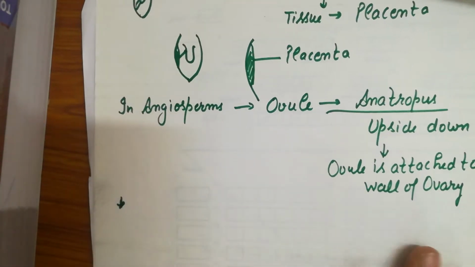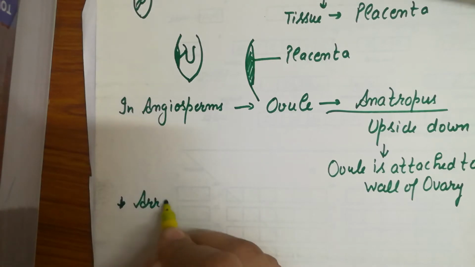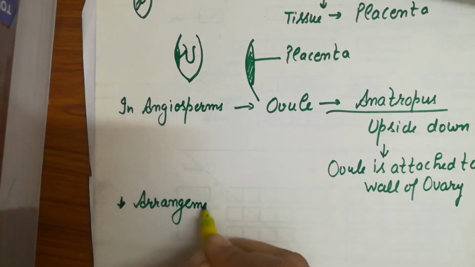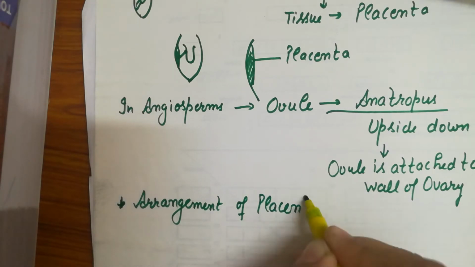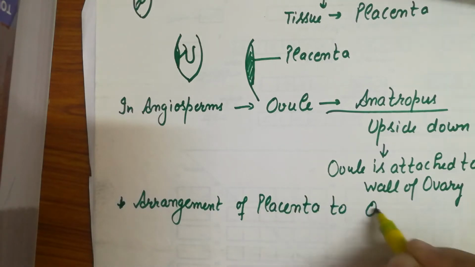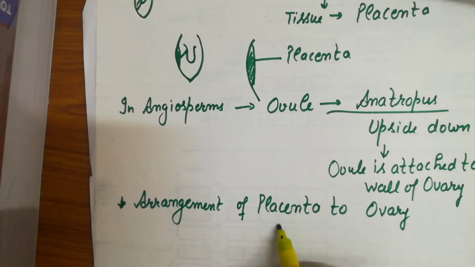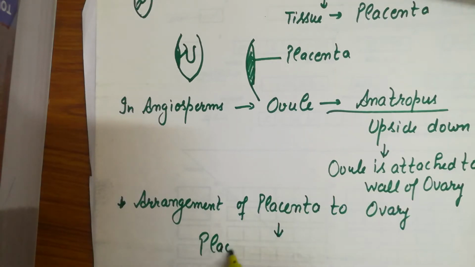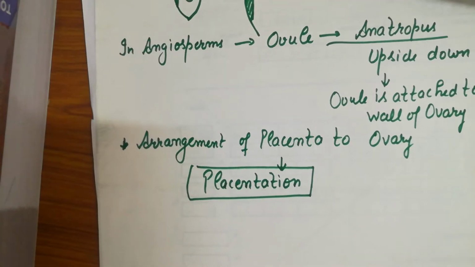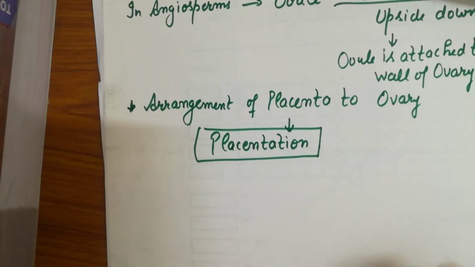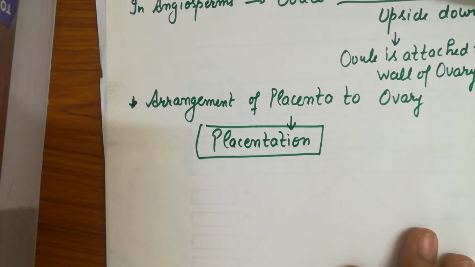Now there is another point for you to note down: the arrangement of placenta in the ovary is called placentation. This is called placentation, meaning how they are arranged in the ovary. So let's talk about the detailed structure of the ovule.